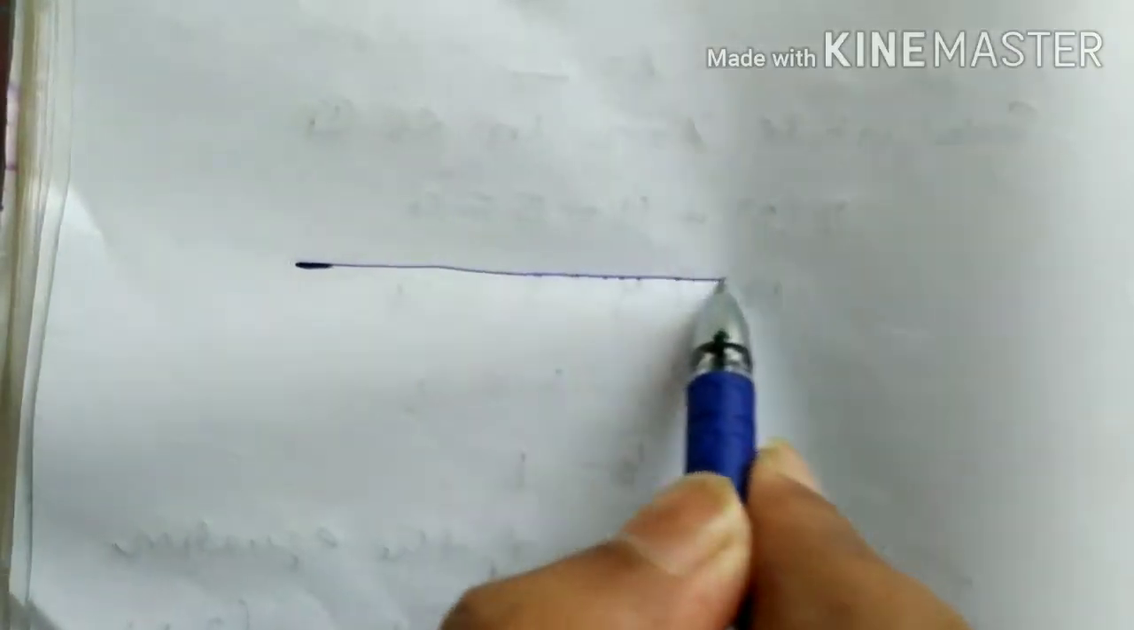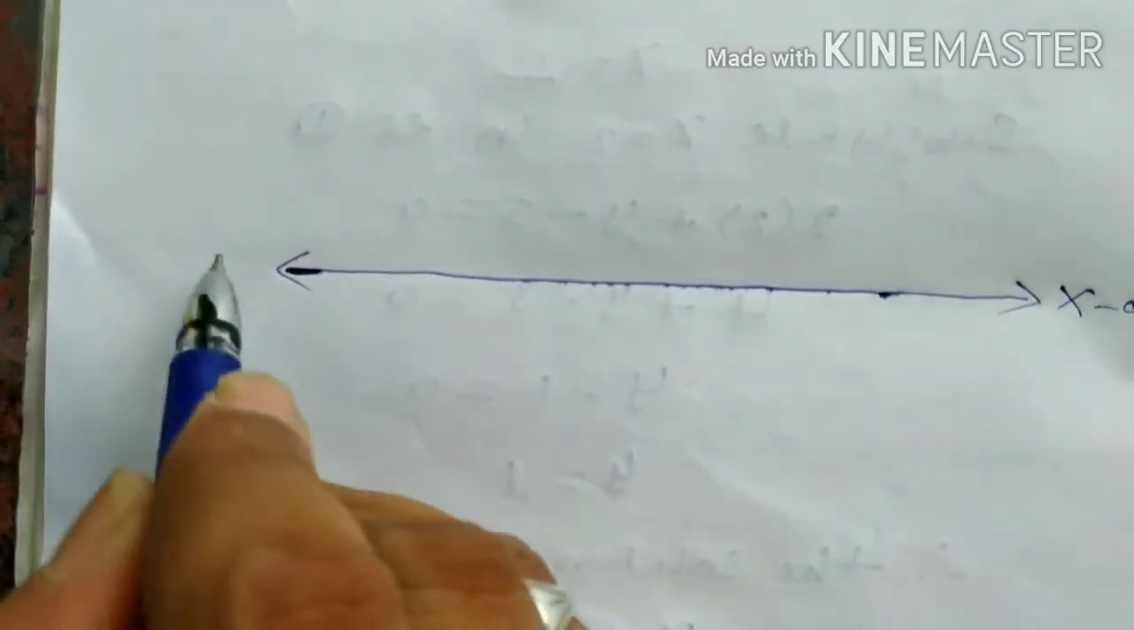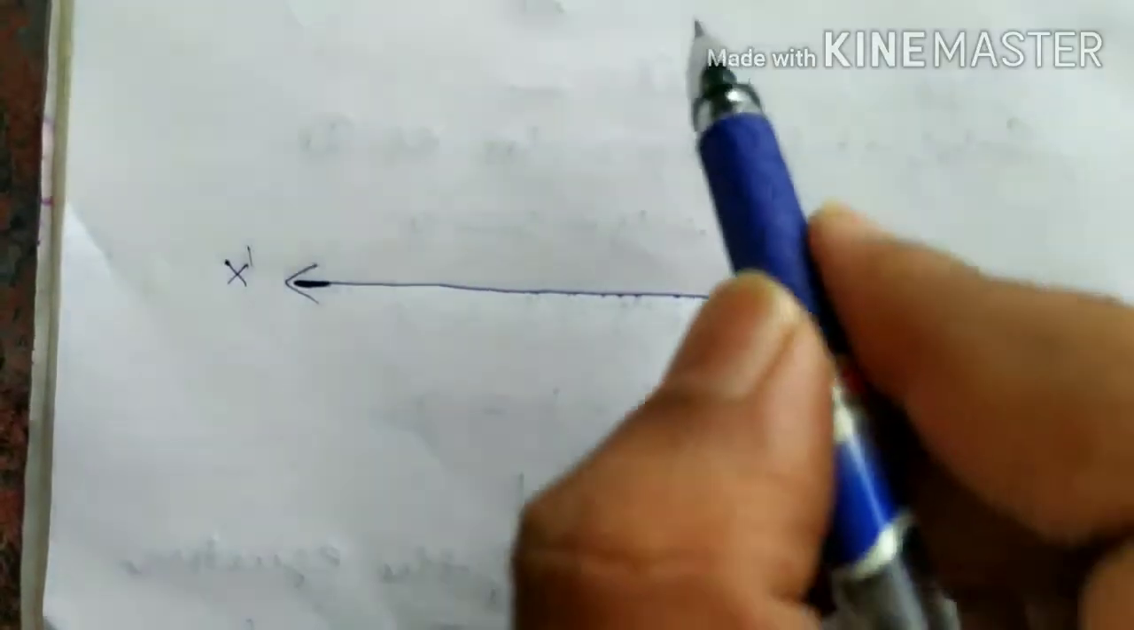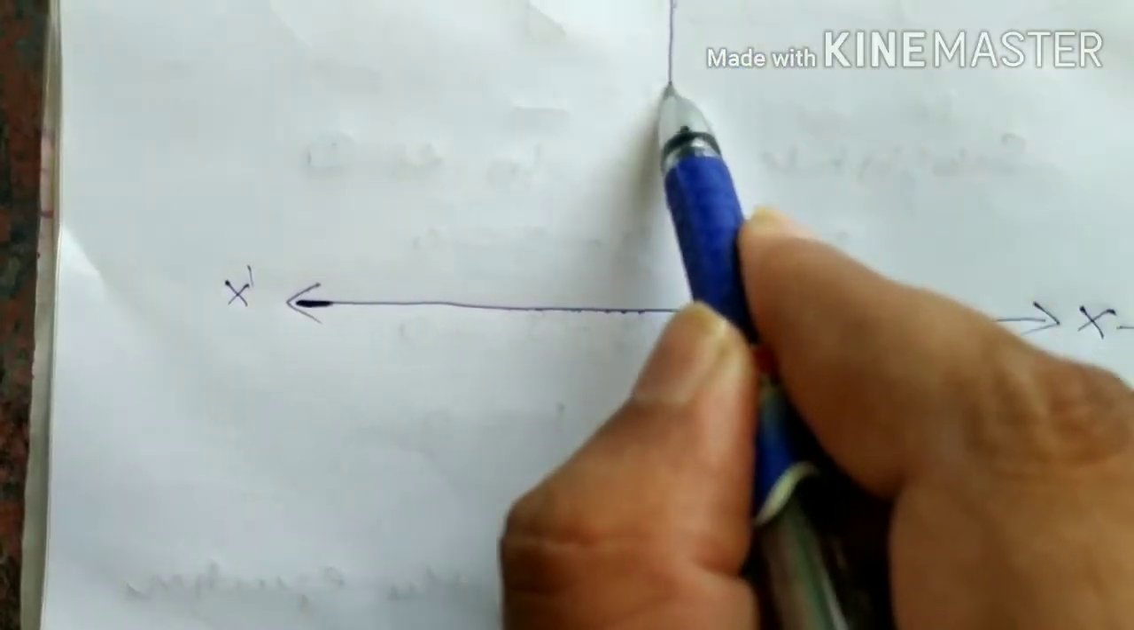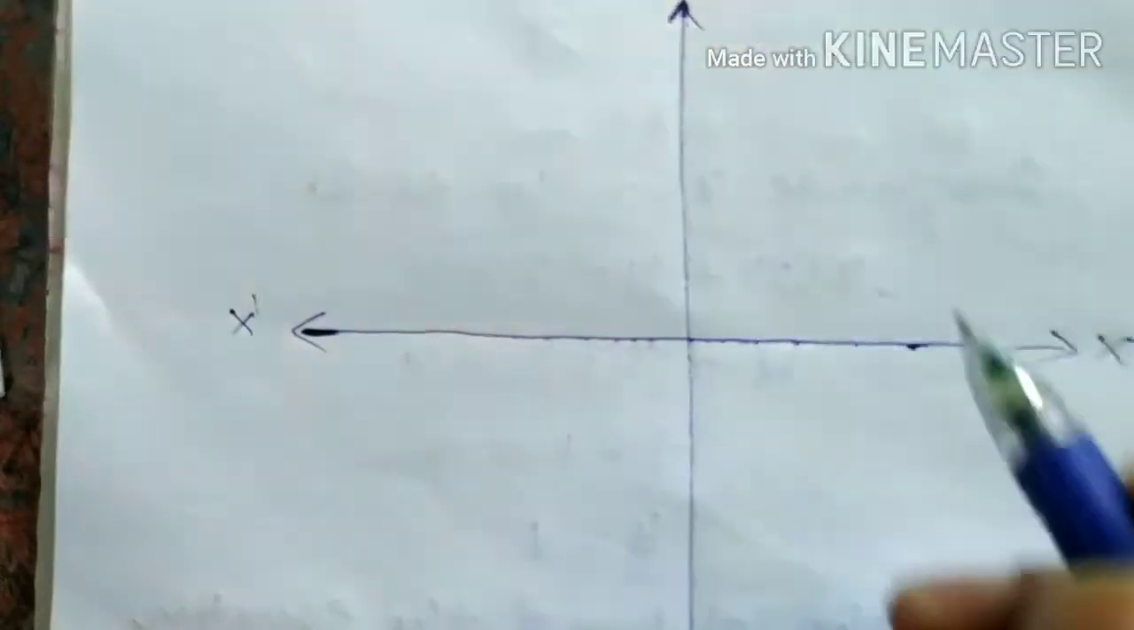So first, you take the x-axis. This horizontal real number line is called the x-axis, and here it is x dash. Next, the vertical real number line is called the y-axis. This is called the y-axis. X-axis, y-axis. This is a graph sheet. Just remember, this is the origin O.